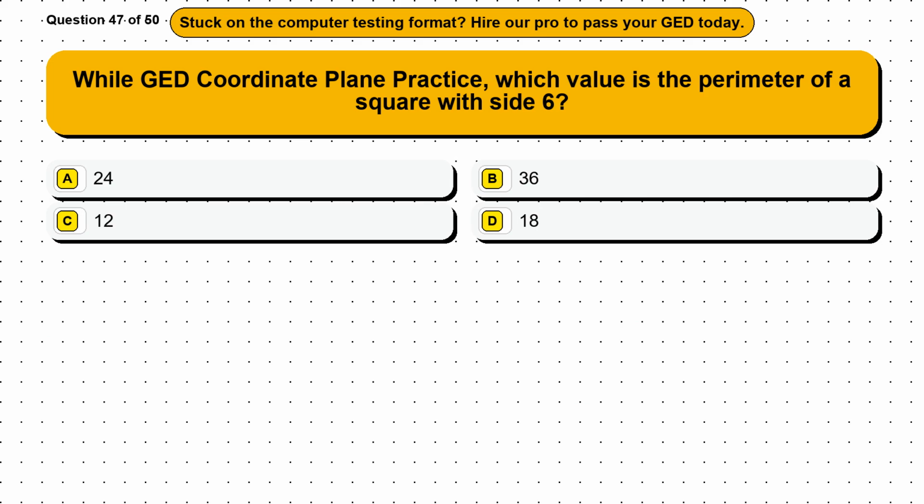Question 47. While GED Coordinate Plane Practice, which value is the perimeter of a square with side 6? Option A 24. Option B 36. Option C 12. Option D 18.